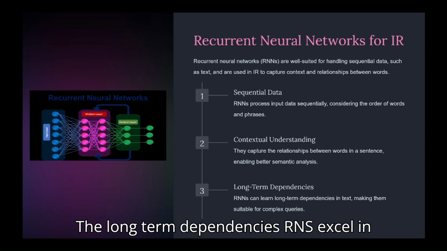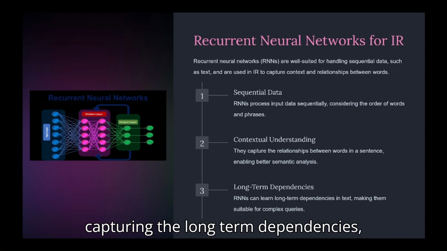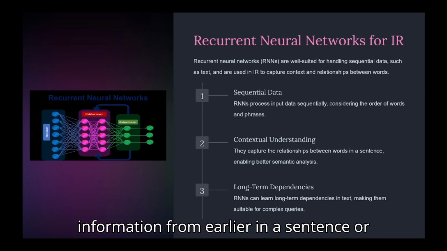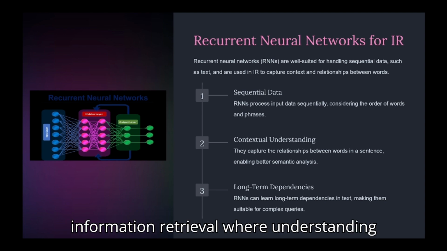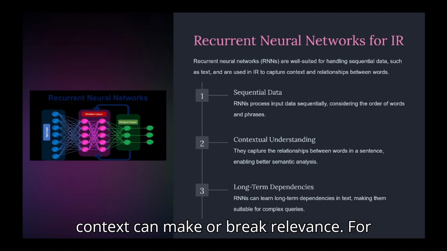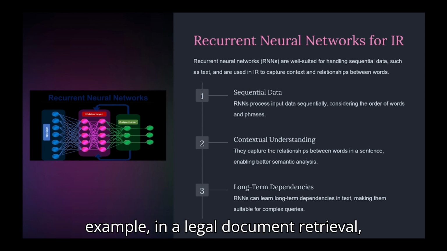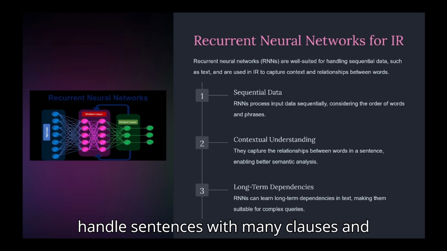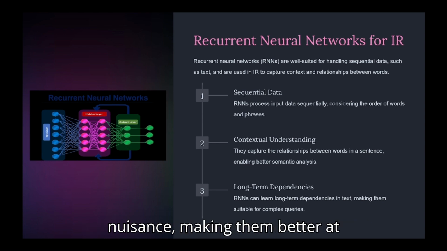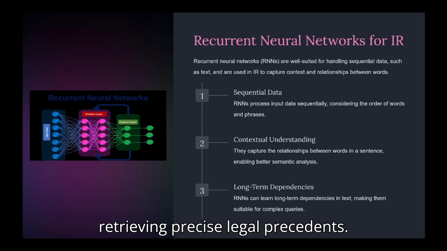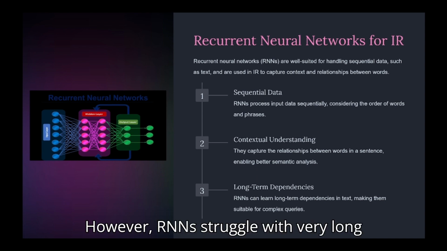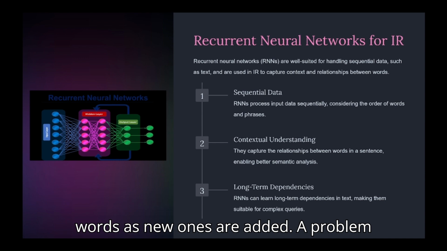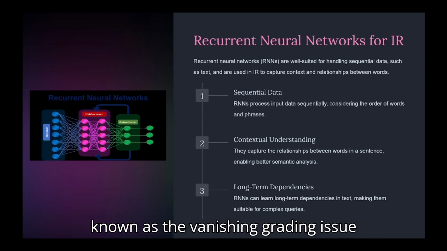The long-term dependencies. RNNs excel in capturing the long-term dependencies, which means they can retain relevant information from earlier in a sentence or paragraph. This is crucial for information retrieval where understanding context can make or break relevance. For example, in legal document retrieval, queries are often complex. RNNs can handle sentences with many clauses and nuances, making them better at retrieving precise legal precedents. However, RNNs struggle with very long texts because they tend to forget earlier words as new ones are added, a problem known as the vanishing gradient issue.